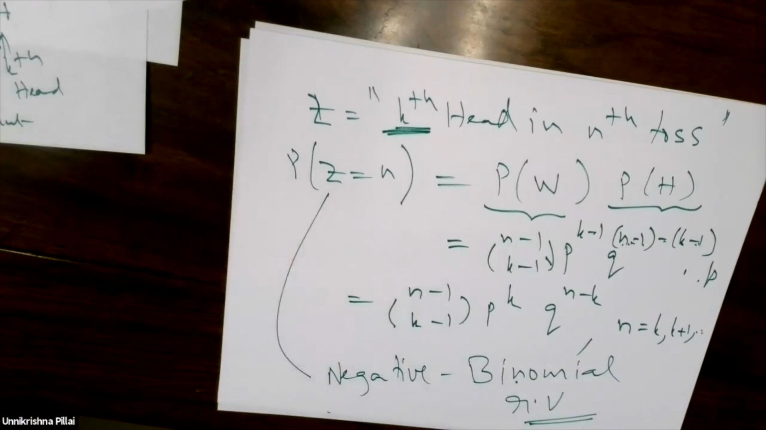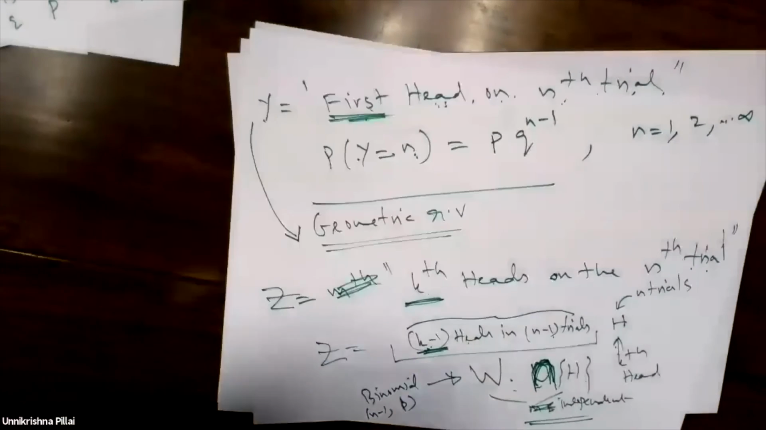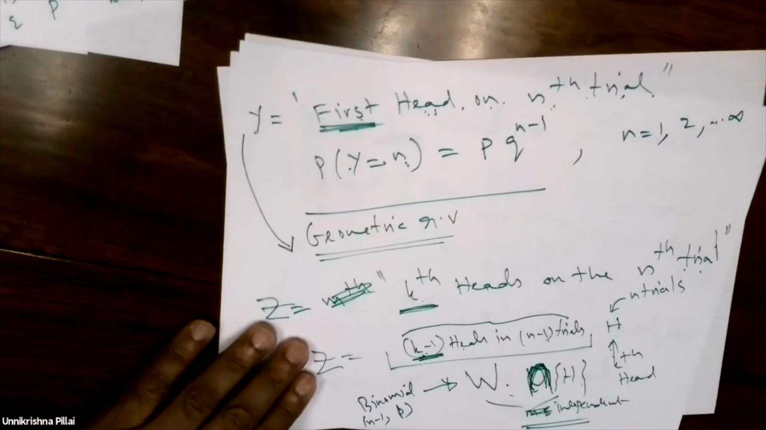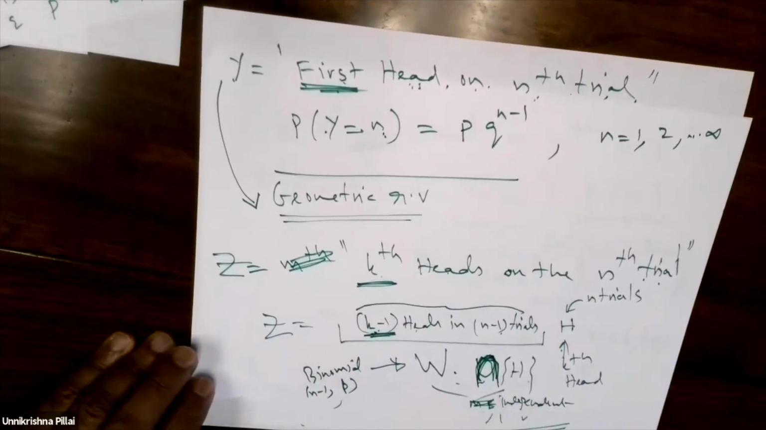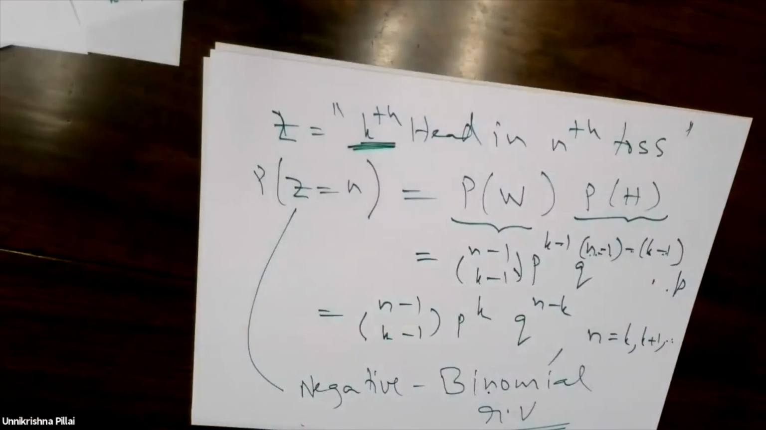So I hope you see where I am going, developing one after the other. We had the geometric random variable, which was the first head in n tosses, and then we said we want the kth head at the end of the tosses. So n is the variable. We don't know how many tosses it takes, but at least it will take k tosses, right? To get k heads, the best thing that can happen is heads all the way to k.